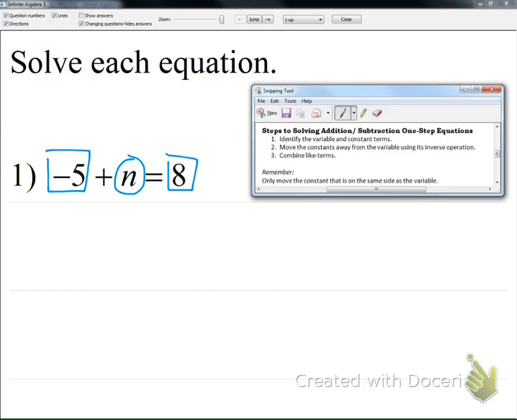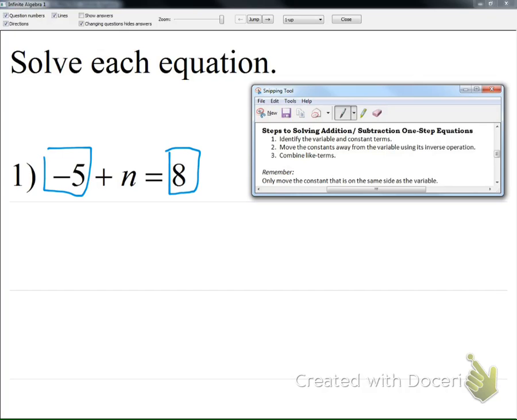Which seems like it's not any different than what I already did, but if you forget that the addition sign goes with that n, it could cause problems later. Alright, so let me do this again. I'm going to identify my constants. They are -5 and +8.